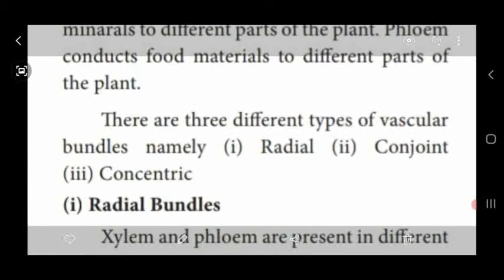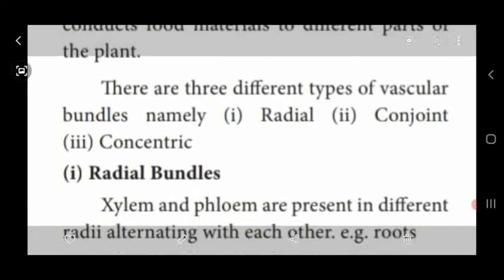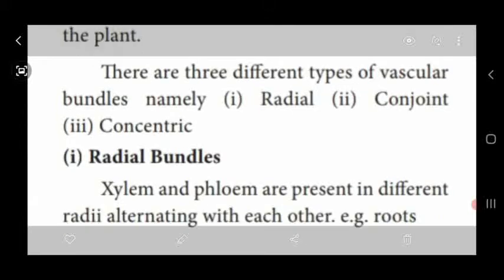So this vascular tissue system is divided into three types. One is the radial, another one is the conjoined, third one is the concentric. So dear students, first one, radial bundles, that means xylem and phloem are arranged in the different radii but alternate manner. That is the radial vascular bundle. Example, monocot root and dicot root.